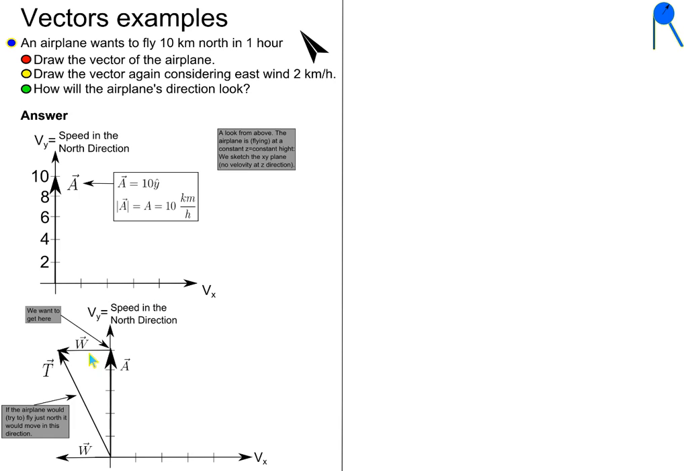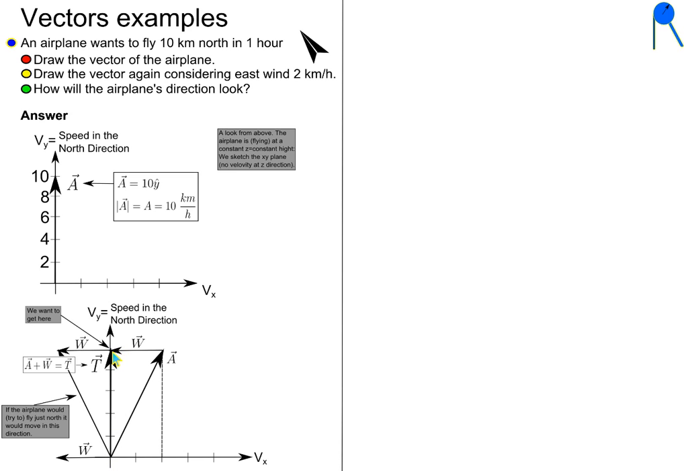Now if the airplane would try to fly north as before, it would get pushed left of the point it wanted to reach. Notice that the vector t is the velocity that the airplane will have, and this line is also the trajectory it will have. So the airplane needs to try to fly a bit to the right in order to compensate for the wind.